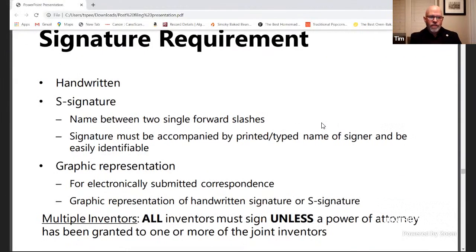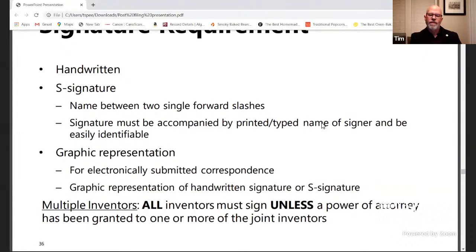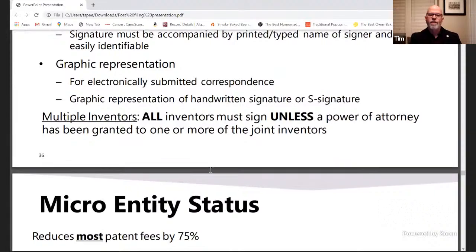The requirements for signatures are here. As long as you do one of these formats, we're fine with it. Typically, if you have multiple inventors, all inventors must sign, and there are limited circumstances in which that doesn't have to happen. But typically, they don't have to sign the same declaration. They can sign different declarations. Sometimes you'll have 3 inventors. They'll submit 3 different declarations, each one signed by a different inventor, and that's acceptable.